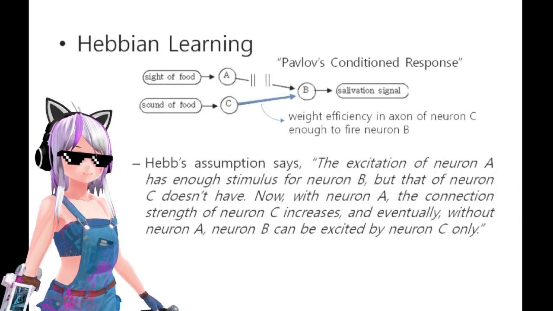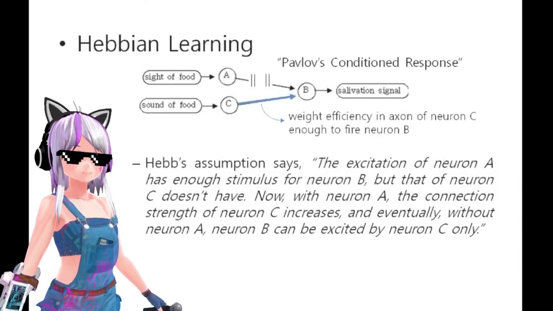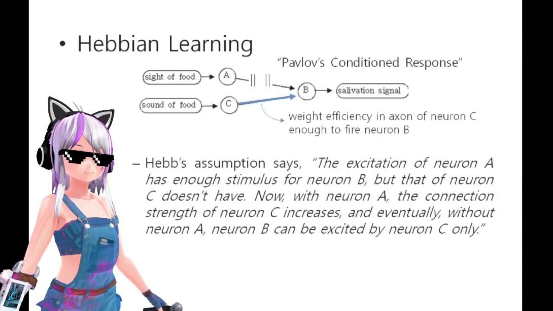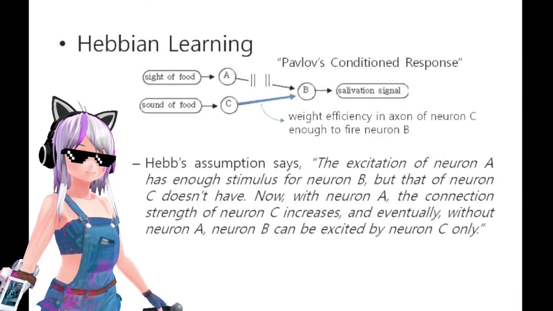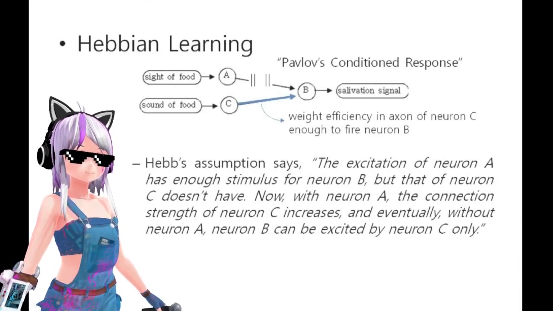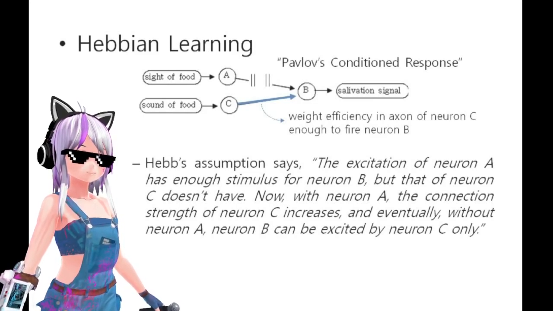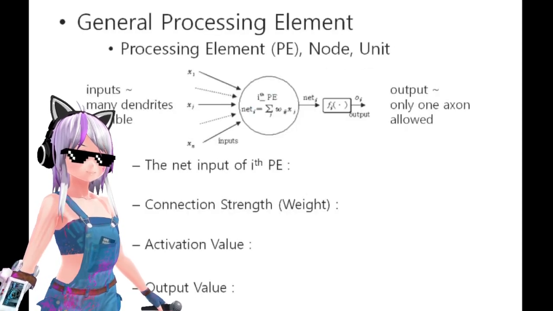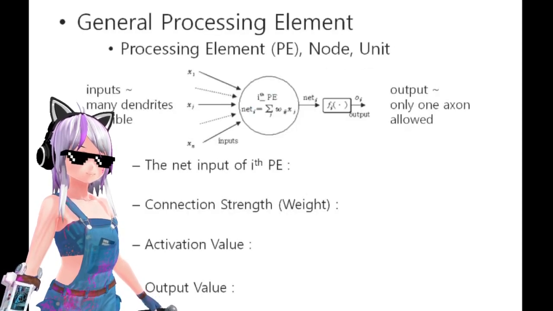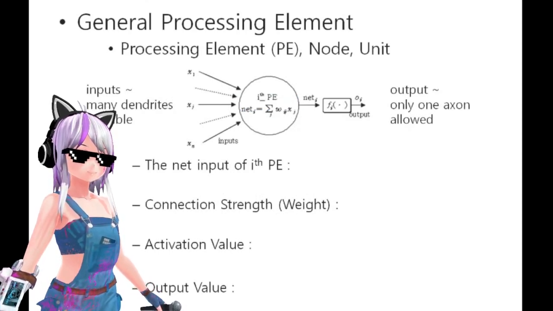So Hebb's assumption says the excitation of neuron A has enough stimulus for neuron B, but that of neuron C does not. Now, with the learning process with neuron A, the connection strength of neuron C increases, and eventually without neuron A, neuron B can be excited by neuron C only. That's what it is. Now, this is a general processing unit, PE, processing element, or node, or unit.